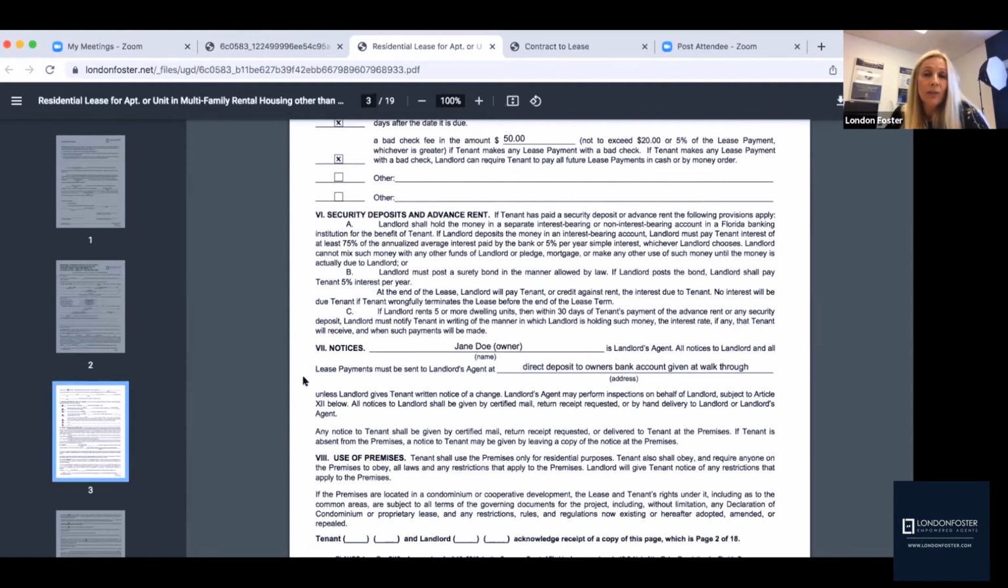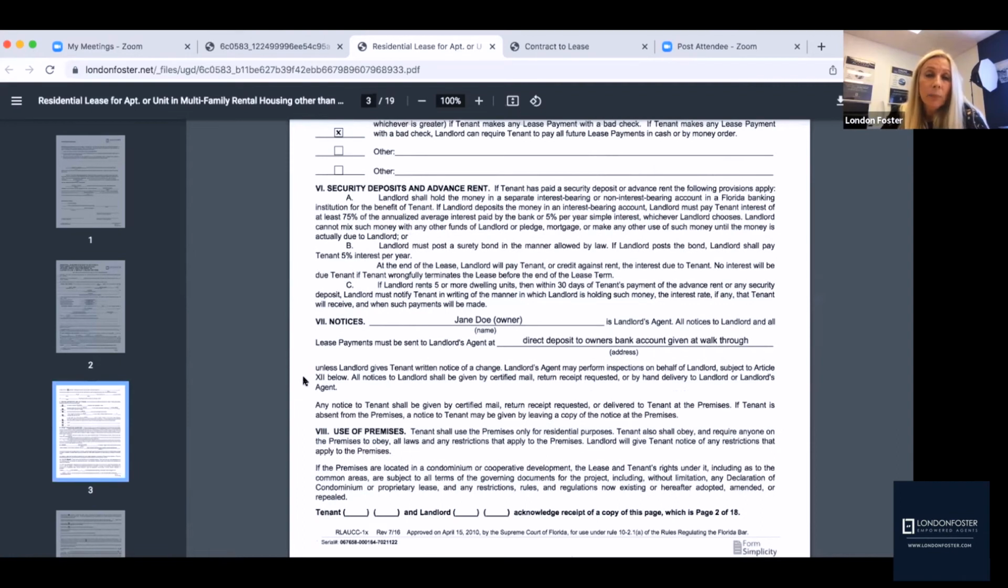I just don't know anybody that does interest bearing. If they do, they're probably not going to pass that on to the tenant. They're going to keep that interest for themselves and just give the deposit back. But I don't think any tenants are going to be able to get any kind of interest off of that money.